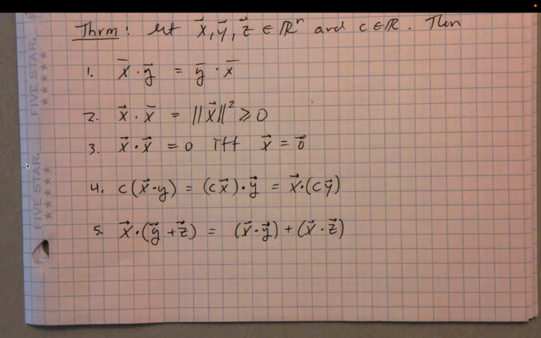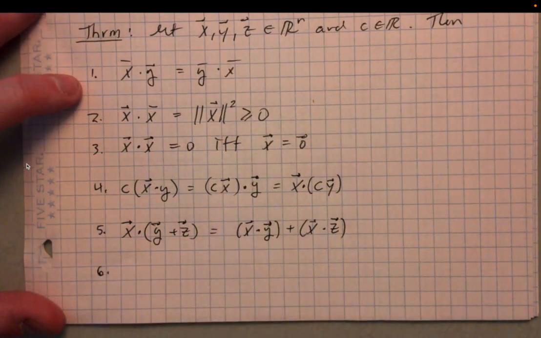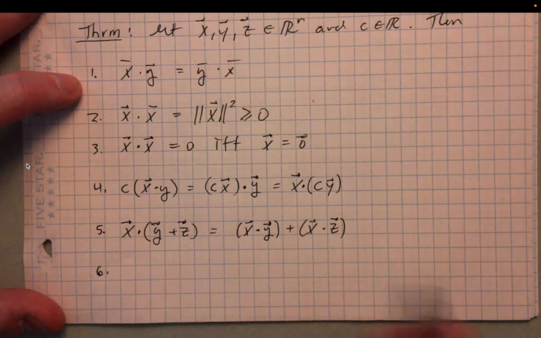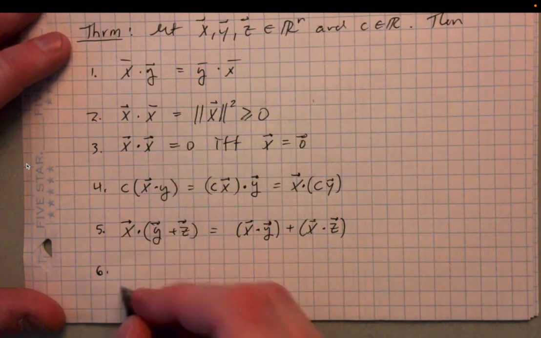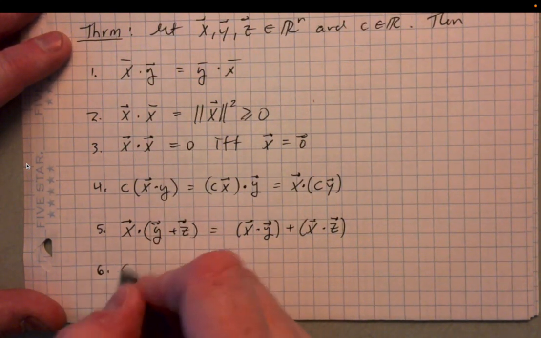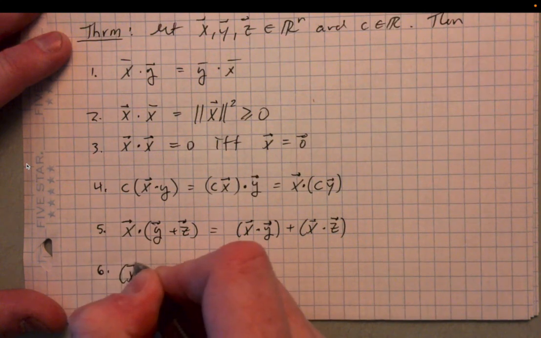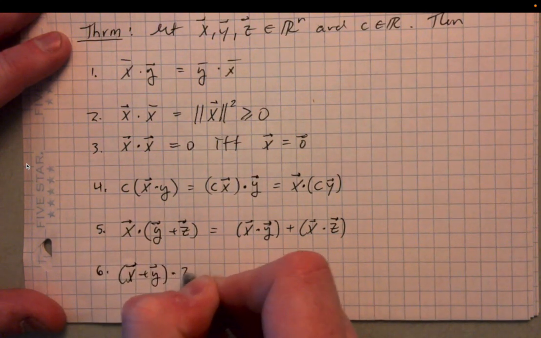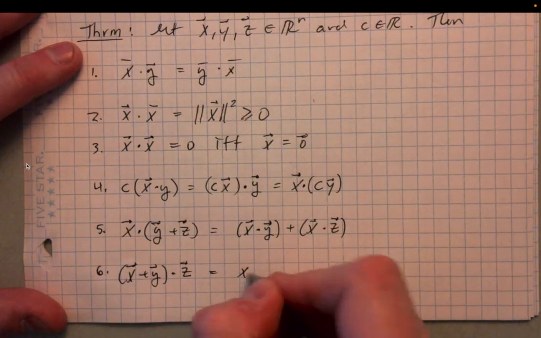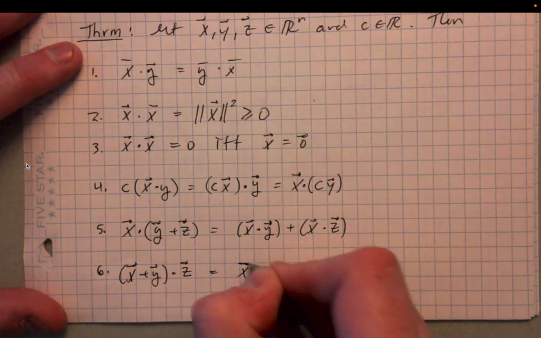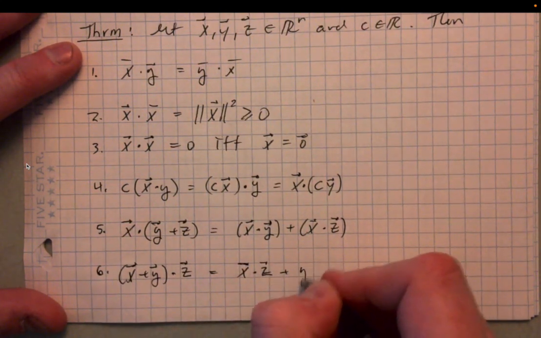And then finally, the reverse is true as well. So you can dot on either side, right? Because the dot product is commutative, this would make sense that you could do something like this. (x plus y) dotted with z is also going to work the same way. So you'd have x dot z plus y dot z.